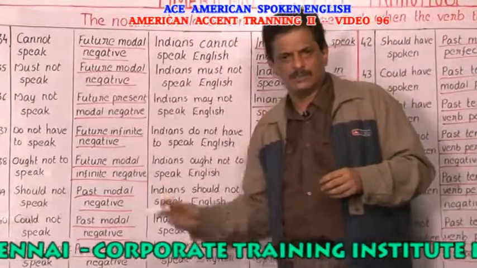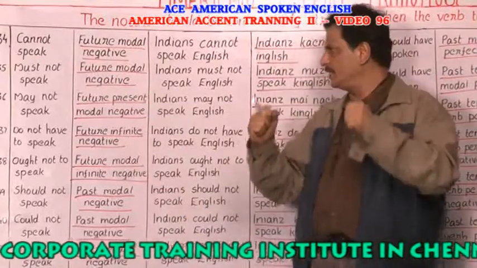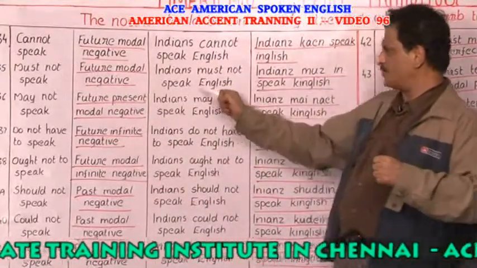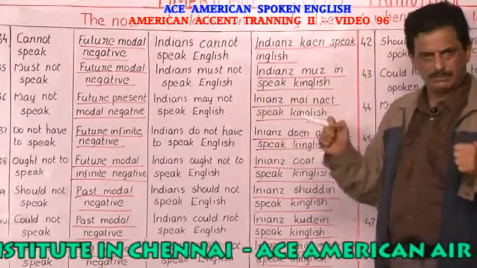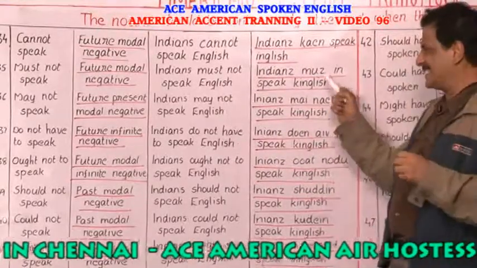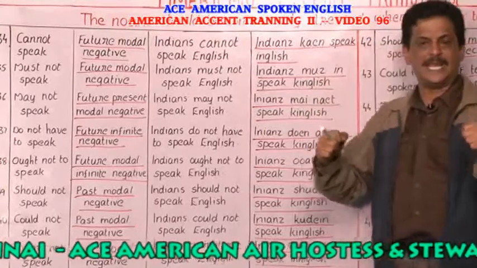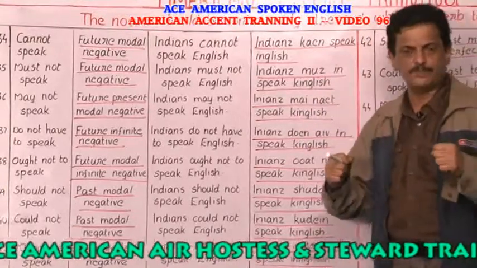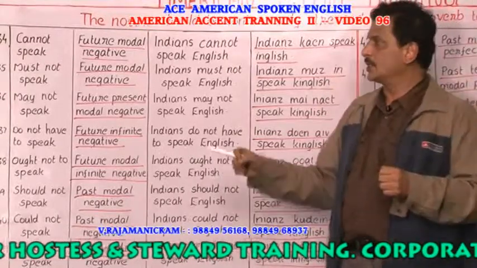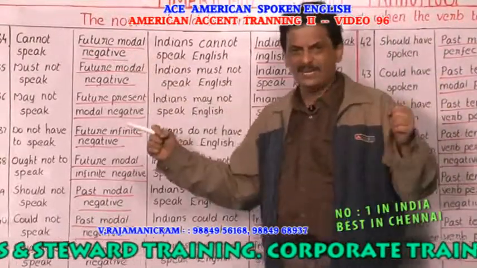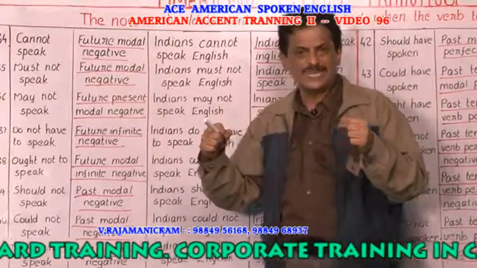Must not speak. It is a future modal verb. Indians must not speak English. So, how do you say? Mustn't. You don't say must not, you say mustn't. Indians mustn't speak English. So, cannot changes into can. Must not changes into mustn't.